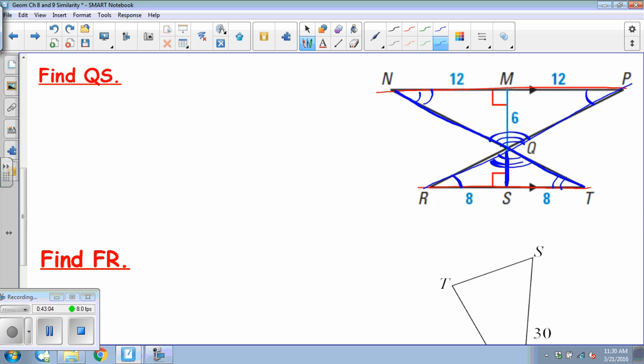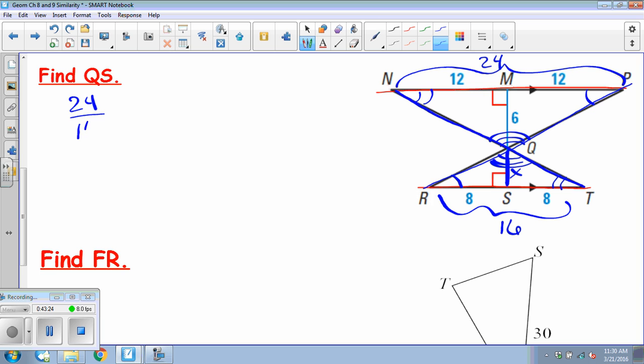So QS, they want us to find this piece here. So that's X. When I look at what they gave us, from here to here is 24, right? That's between angle 1 and angle 2. So between angle 1 and angle 2 is this, which is 16. So we can say 24 over 16 equals 6 over X. Or you could have said 12 over 8 equals 6 over X, or 6 over 4, or 3 over 2. Because that scale factor, you can reduce it first.